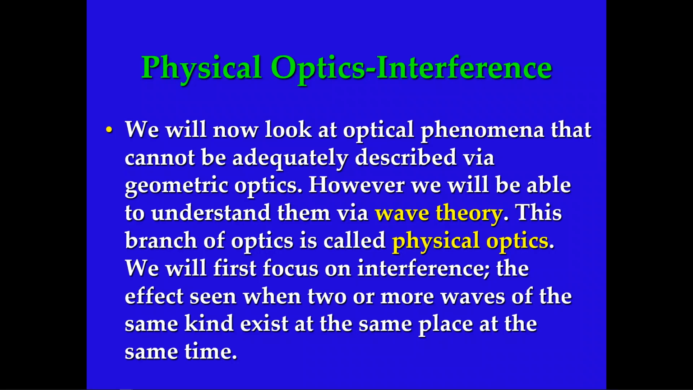We are in the realm of optics where we actually have to treat light as a wave, and we call this physical optics. In chapter 37 we focus on interference, and in chapter 38 we'll focus on diffraction. So we'll start with interference first. Interference is really the effect when two or more waves of the same kind exist in the same place at the same time. They basically add together.